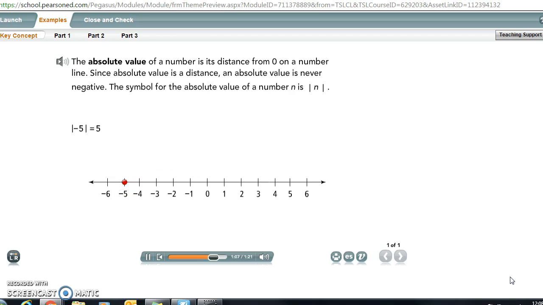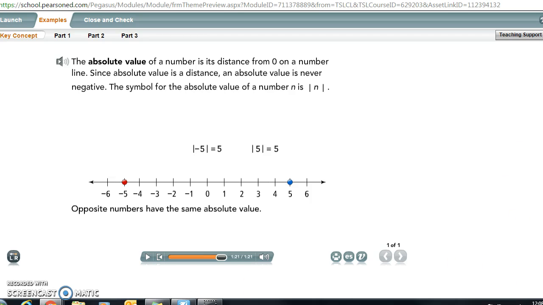Let's look at them together. The absolute value of negative 5 is 5. The absolute value of 5 is 5. Opposite numbers have the same absolute value.